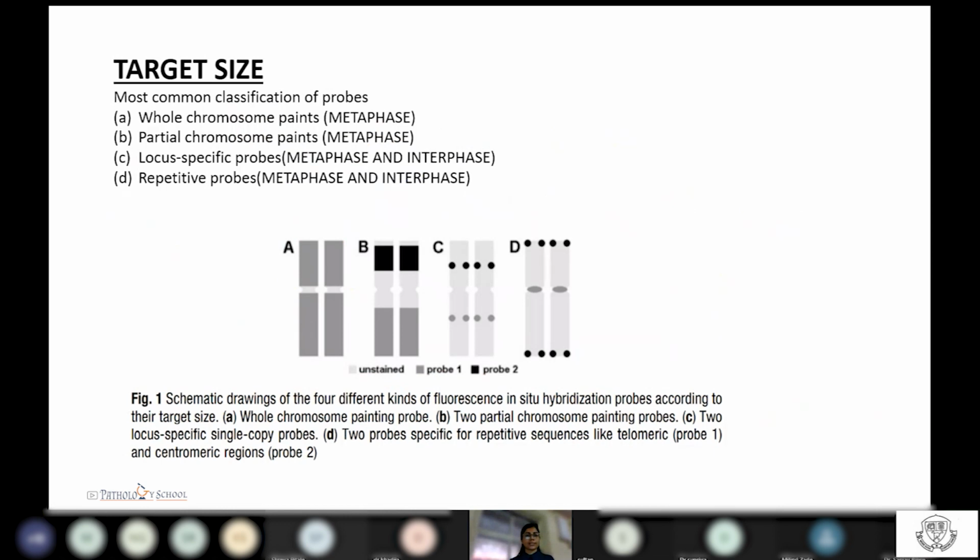Next is your target size. Now, this is the most common classification. You can use whole chromosome paints, in which your entire chromosome is visualized, and partial, in which only the part you're interested in is visualized. Then there are locus-specific probes, which can be visualized both in metaphase and interphase cells. Then there are repetitive probes, with which your telomeric ends can be seen.